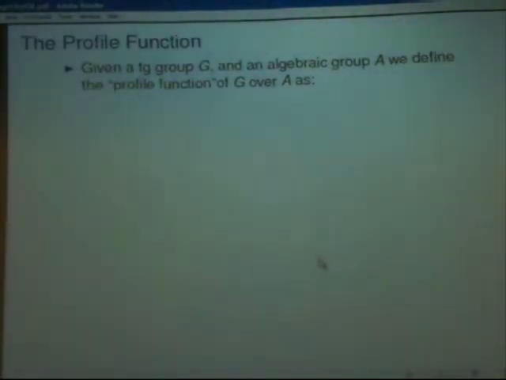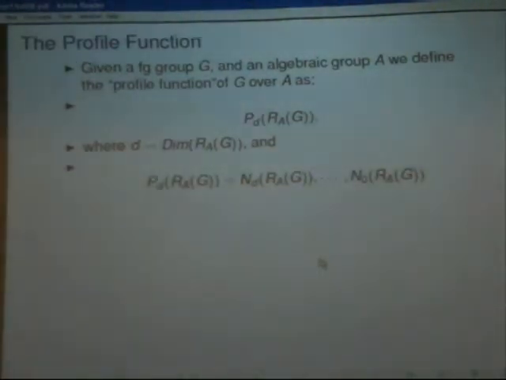And I still have 15 minutes, so I can slow down. The profile function is something that we dreamt up. I don't know how it happened. We dreamt it up. The profile function is defined as P sub D, R sub A of G, where D is equal to the dimension of R sub A of G. So now let's see what the profile function is. We're going to define what the profile function is.